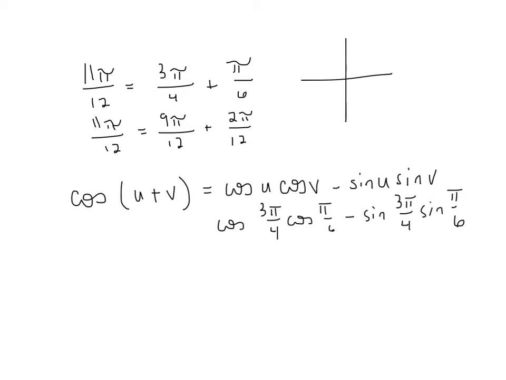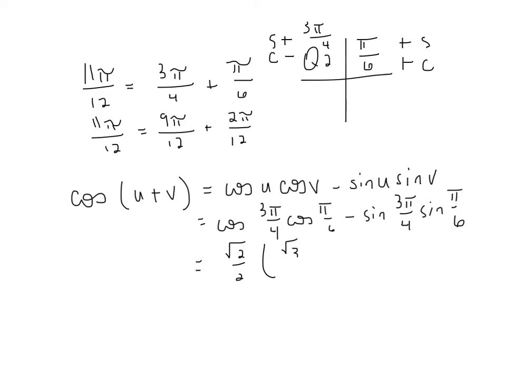Okay, now 3 pi over 4 is in quadrant 2, and pi over 6 is in quadrant 1. So you know that the sine and the cosine are both positive in the first quadrant, and in the second quadrant the sine is positive and the cosine is negative. So the 3 pi over 4 has the same reference angle as pi over 4, so this is the square root of 2 over 2. The cosine of pi over 6 is square root of 3 over 2.